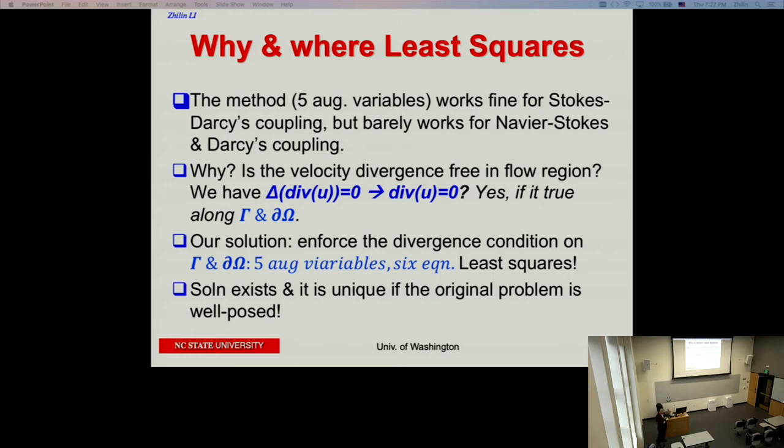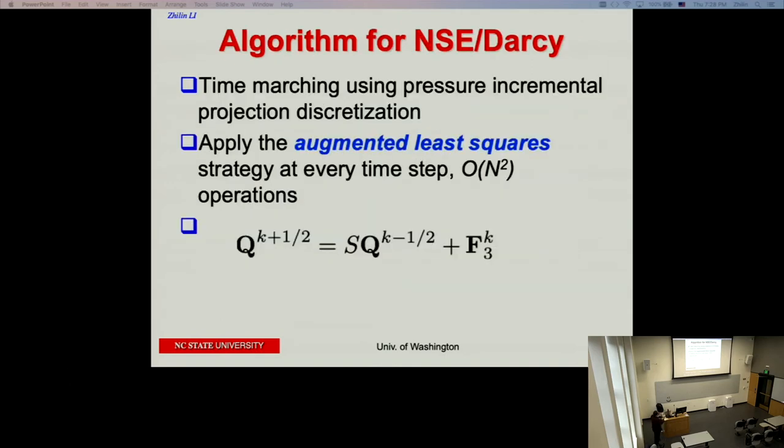But we know the two systems are equivalent. So that's what I did, and I proved the equivalence of the two systems. And there are open questions: whether we can introduce additional augmented variables so the two systems match exactly the same number of unknowns and equations. I don't know yet. I don't know the answer.